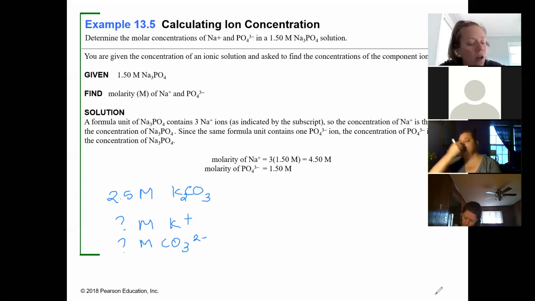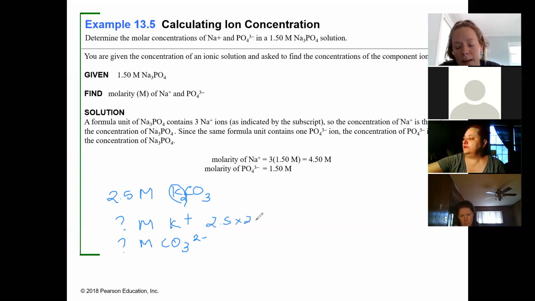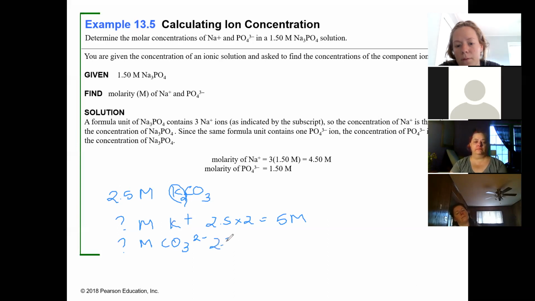It shouldn't take too long. For the K+, I can see off the formula that I'm going to get 2 Ks for every one of the compounds. So I need to take my 2.5 and multiply it by 2 for a total of 5 molar. As far as the CO3, there's only one of those. So I'm just going to take my 2.5 and multiply it by 1 to give me 2.5. Pretty easy.